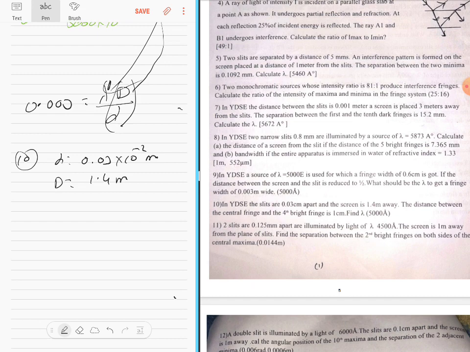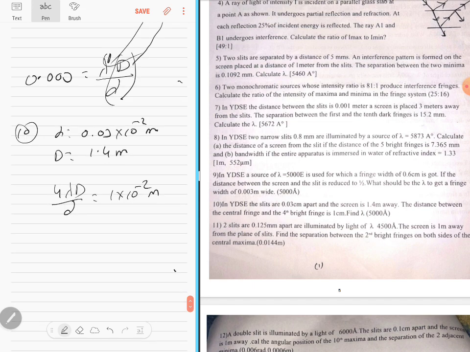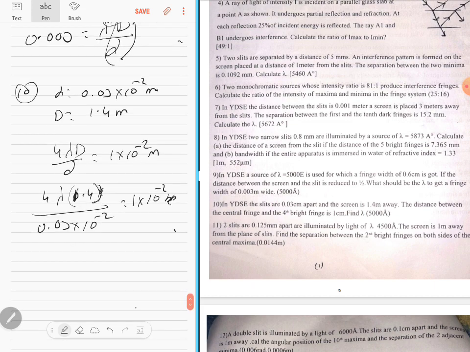Central fringe means central bright fringe, so we can take it as from the center to the fourth bright fringe. That distance itself is 4 into lambda into capital D by small d. That is given to be 1 centimeter, 1 into 10 to the power minus 2 meter. So find the lambda. You know 4 is given, lambda you don't know, capital D is 1.4 meters, by 0.03 into 10 to the power minus 2, is equal to 1 into 10 to the power minus 2 meter. With this you have to find lambda.